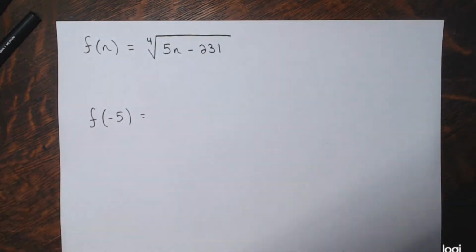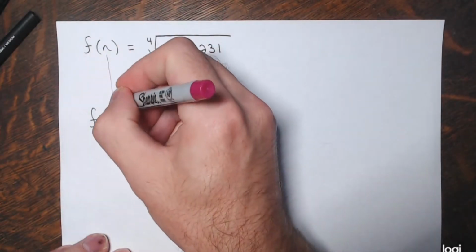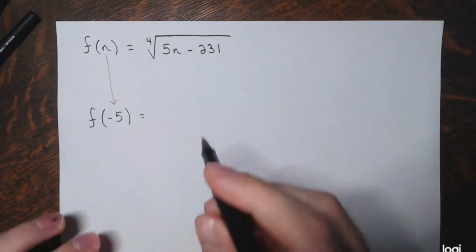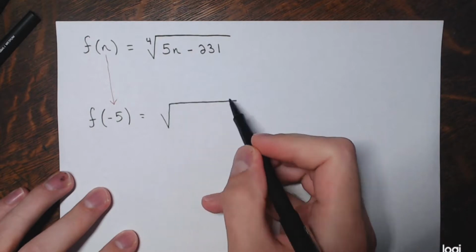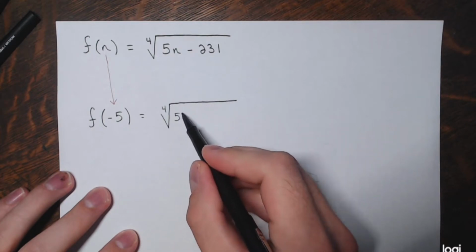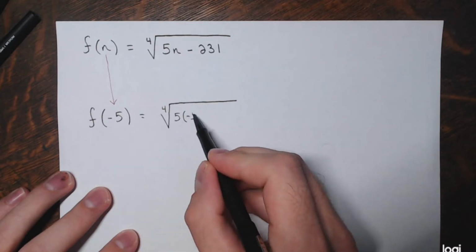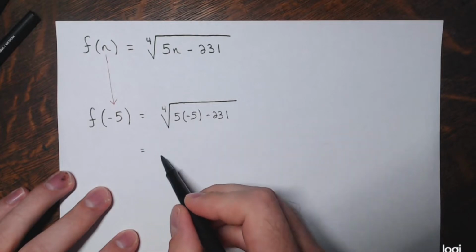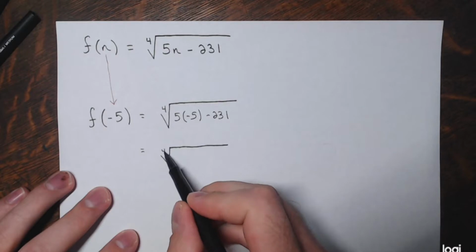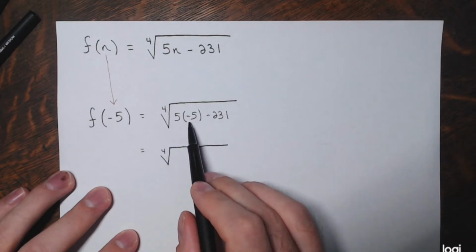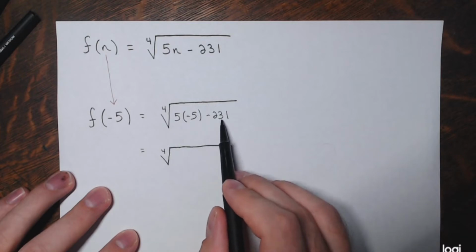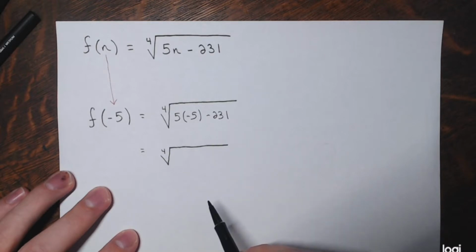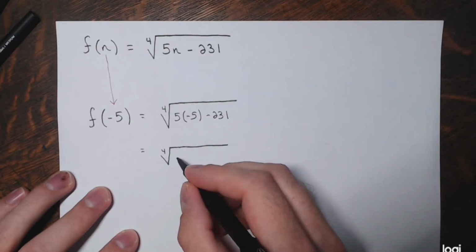Very simple, just replace n with -5 in this rule, in this 4th root. So we have the 4th root of 5 times n, so 5 times -5, and then minus 231. And then we have the 4th root. Now this is -25 minus 231, which is -256.